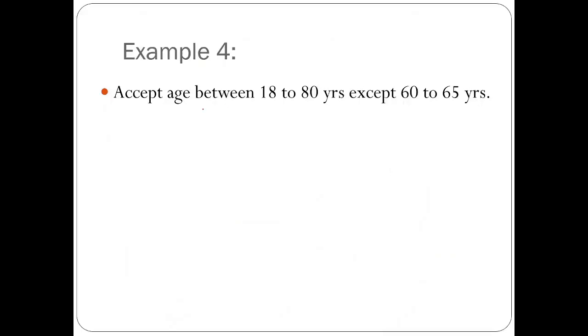Now this is your assignment. You are going to accept age between 18 to 80 years except 60 to 65 years. That means you are going to accept the age between 18 to 80 years only, but you are not going to accept the age which is between 60 to 65 years. So from this we identify the valid partitions and the invalid partitions, and then select values for each partition, and also recognize the boundary values and test them.